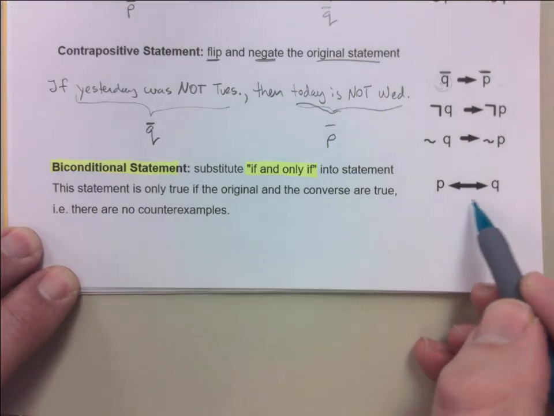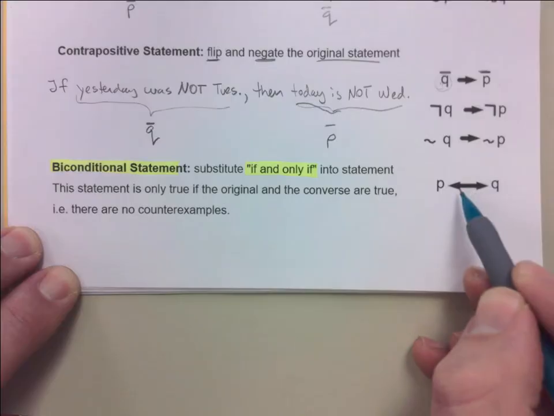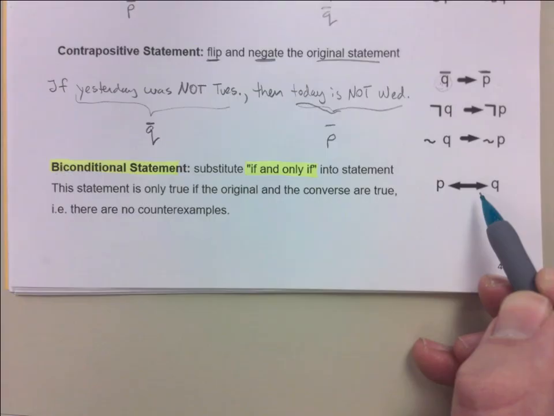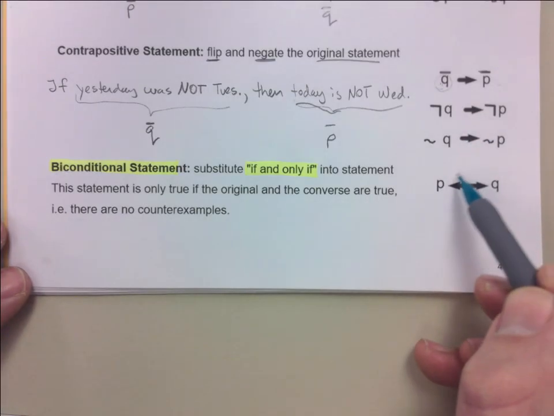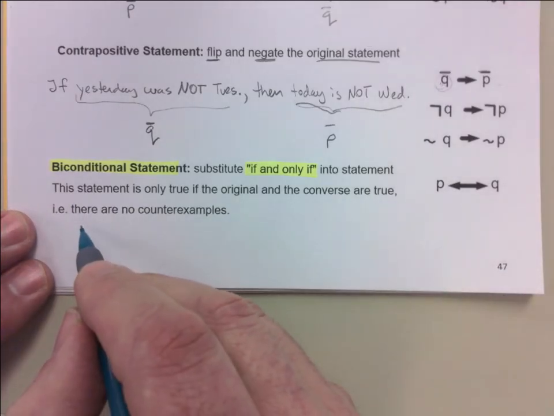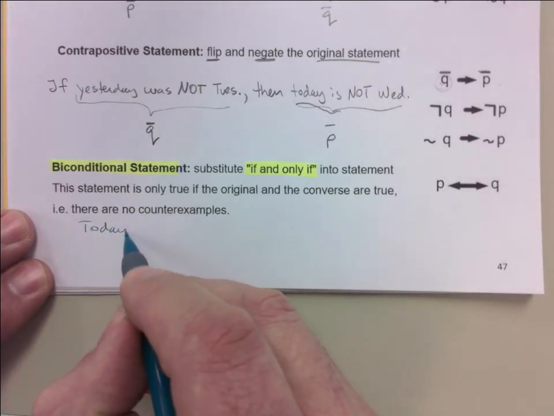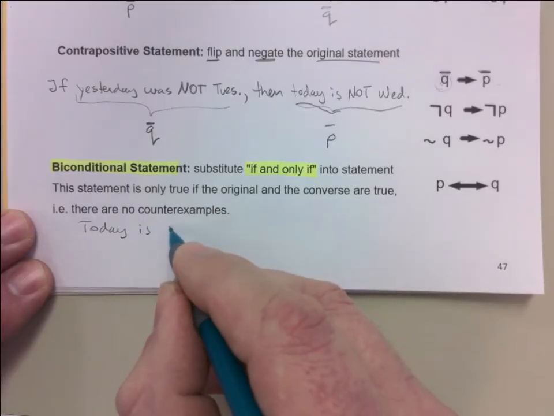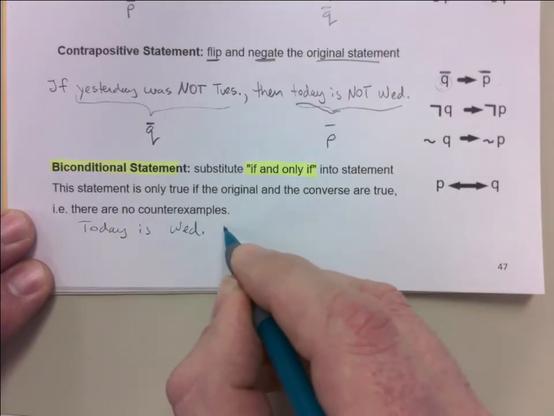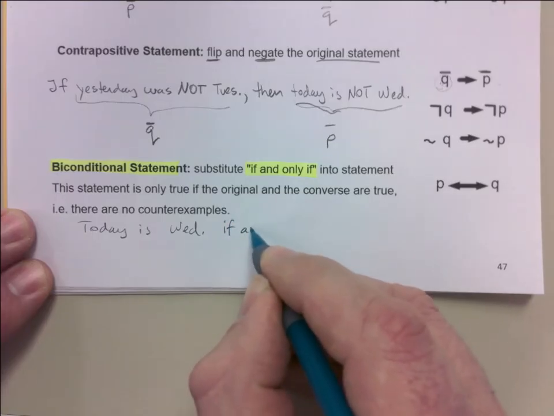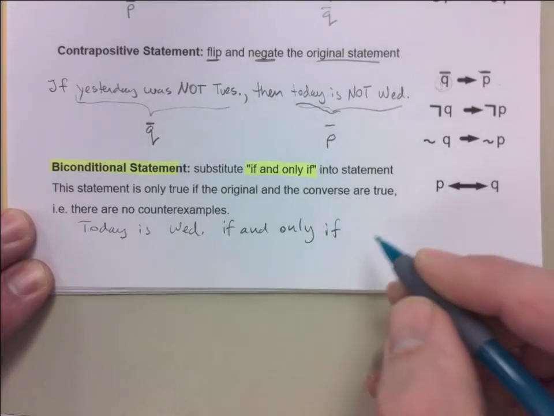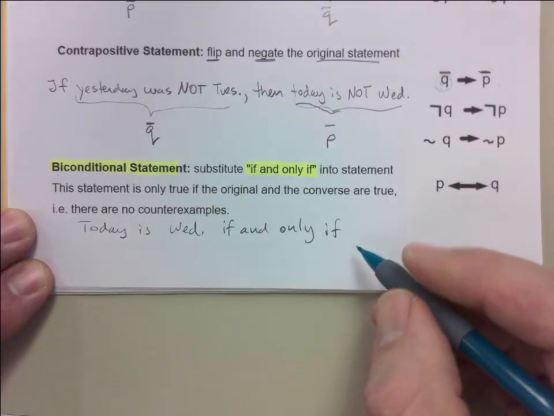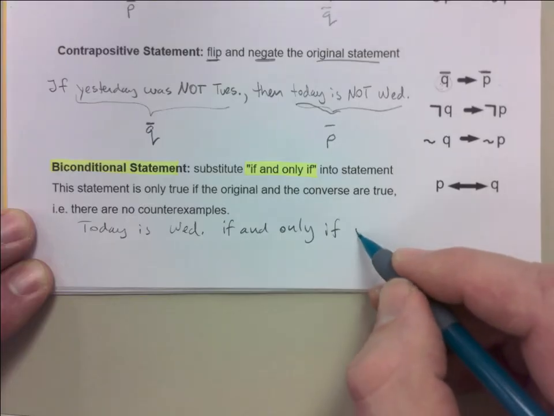And this is the notation, guys. Make sure you get your notation. What do you notice about the arrow? It goes both ways, right? Before it was always going one way, now it's going both ways. So we would say this. Today is Wednesday if and only if yesterday was Tuesday.